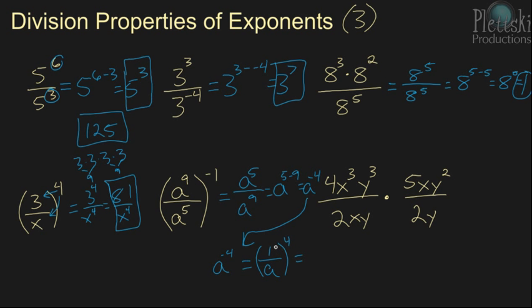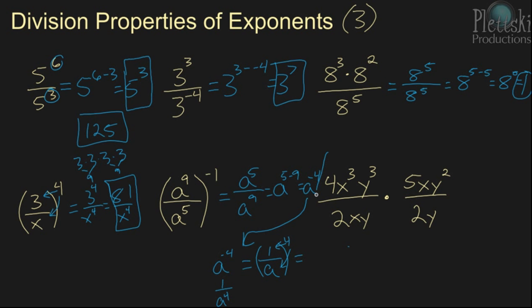And now we can again use our property and apply the 4 to both the numerator and the denominator and write 1 to the 4th power over a to the 4th. And that's just going to be, well, 1 times 1 times 1 times 1 is 1. And then a to the 4th just stays a to the 4th. Now I'm running out of room here, so I'm going to erase some of that. But our answer is 1 over a to the 4th.